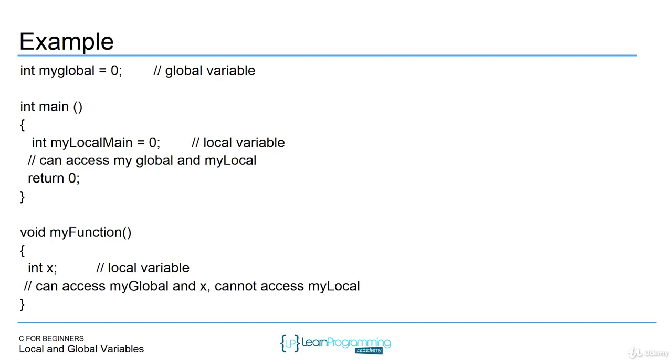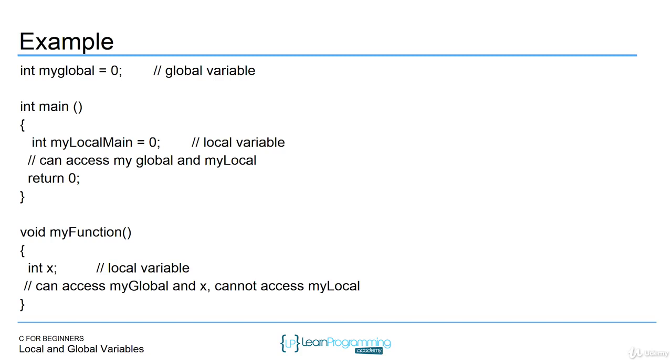So in this example, we have a global variable called myGlobal. We're initializing it to 0. We can also initialize these global variables anywhere. We can initialize them when we declare them, or we can initialize them in any function. It's an integer. We also have two functions, the main function and a function called myFunction. Inside there, we have local variables, which are only accessible inside those functions.